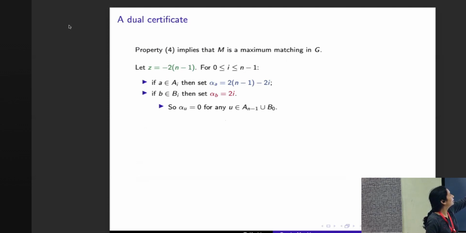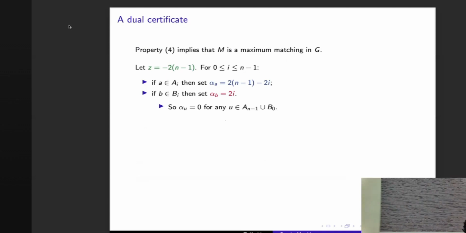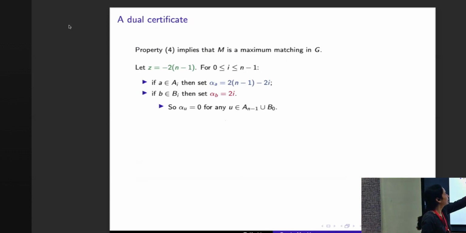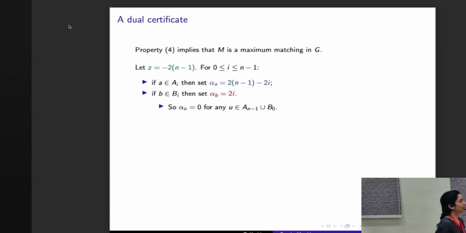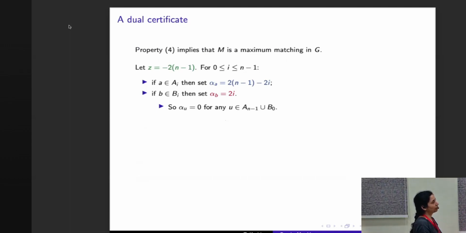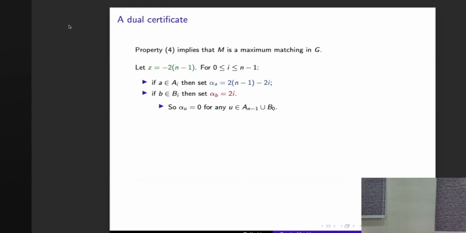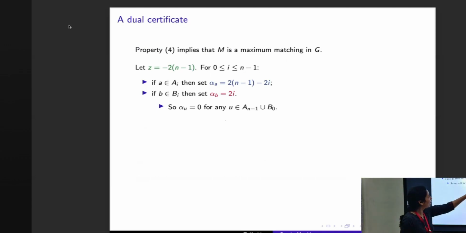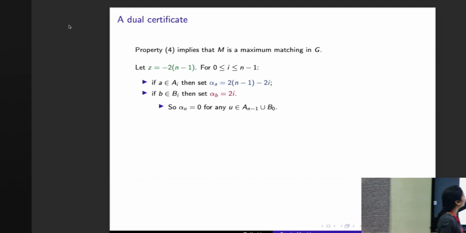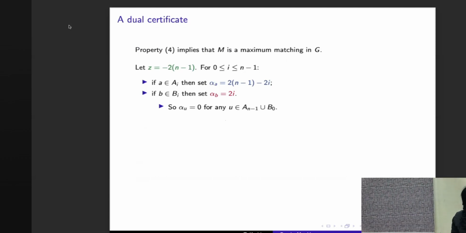So take Z to be minus 2 times n minus 1 and take alpha A to be... it looks a bit contrived, how did you come up with this value, but it's just so that Z plus alpha A will always be minus 2i and alpha B will be plus 2i. So we come up with this assignment of alpha values, and this will immediately ensure that unmatched vertices are always in either A n minus 1, the top left, or in the bottom right, that is B0. And this assignment of alpha values will ensure that alpha u is 0 for all these vertices.